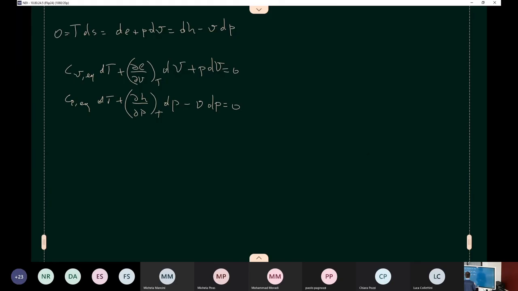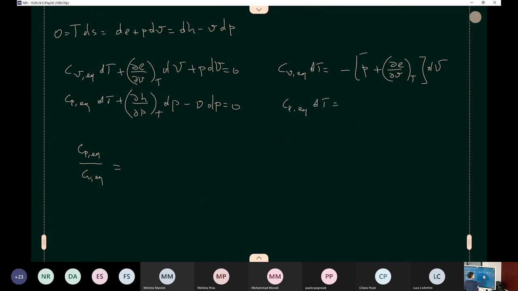So looking to Cp over Cv, just to compare, this could be our gamma. We can obtain Cp and Cv from this expression, and we have dT in both cases, so we have just to write what we see here. Cv is minus P plus dE dV at constant T, and Cp is equal to V minus dH dp at constant T.